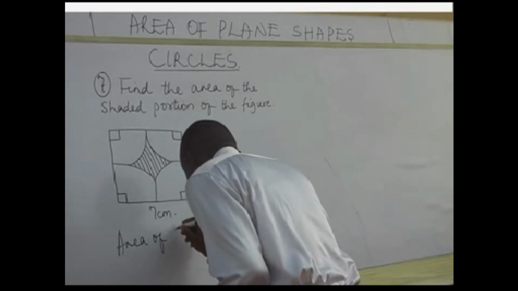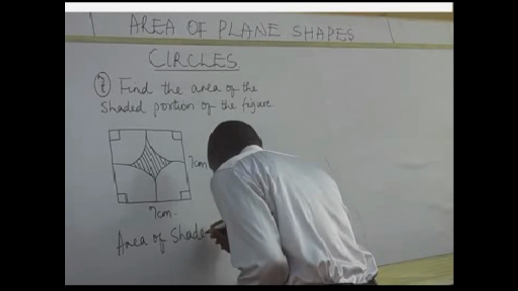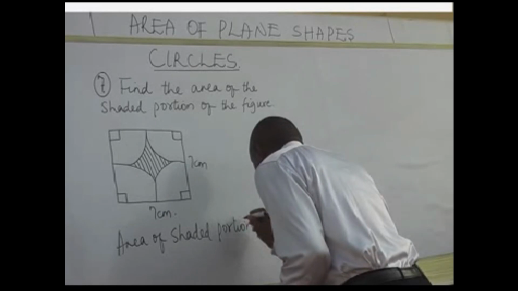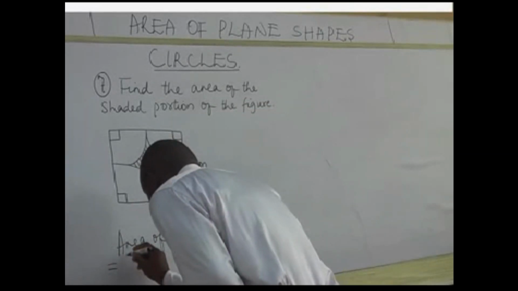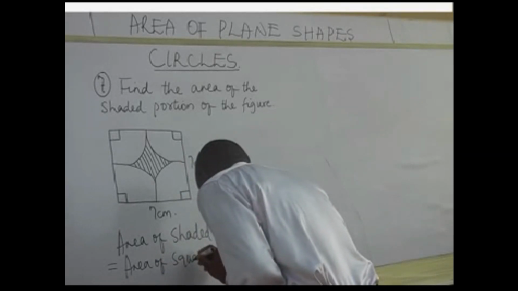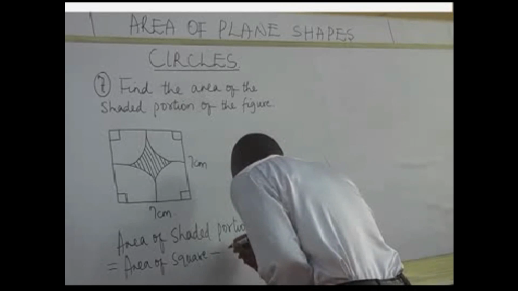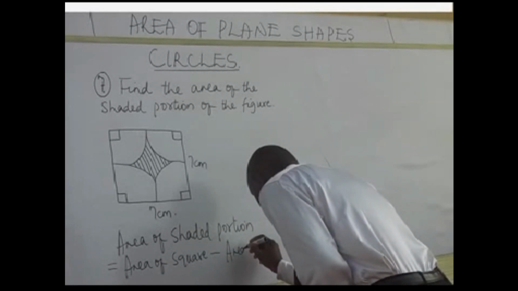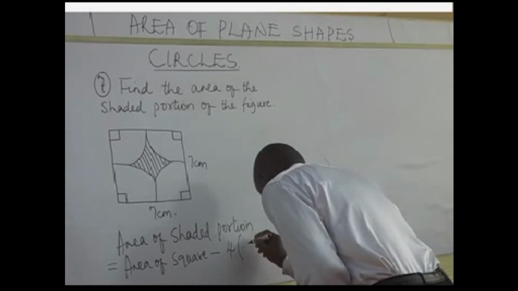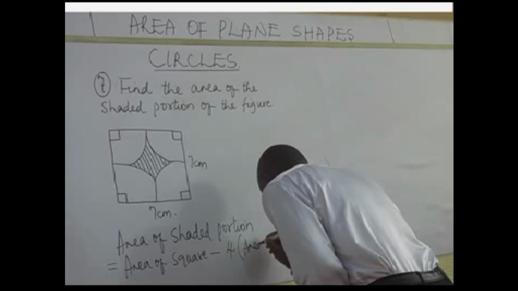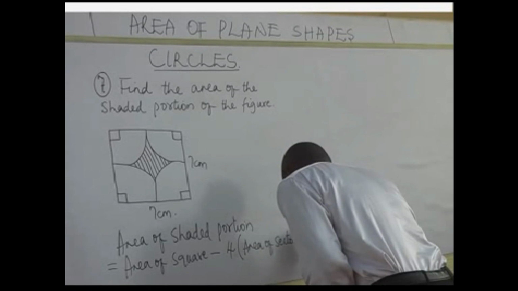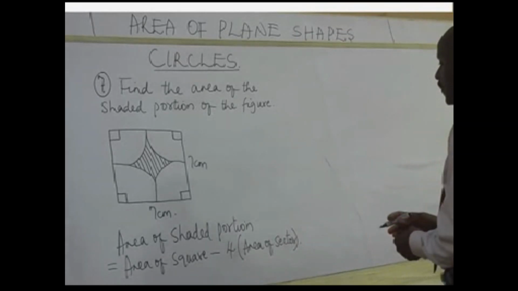Area of shaded portion is going to be equal to area of square minus 4 times 4 into area of sector. So that is what we are going to work on now.